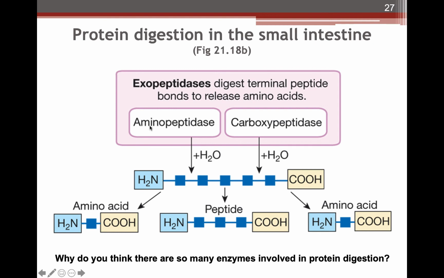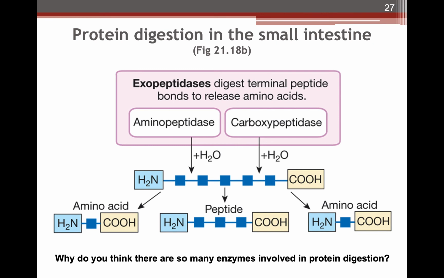And so aminopeptidase will identify this amine functional group and it will clip the peptide bond that is closest. Carboxypeptidase will identify this carboxyl functional group and clip the closest peptide bond. And so what we've got going on here, and to answer my question out here, why do you think there are so many enzymes involved in protein digestion? Because as molecules, they're freaking huge, and we eat a lot of protein.